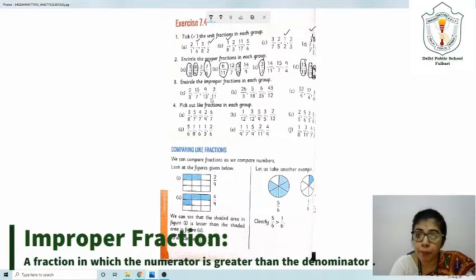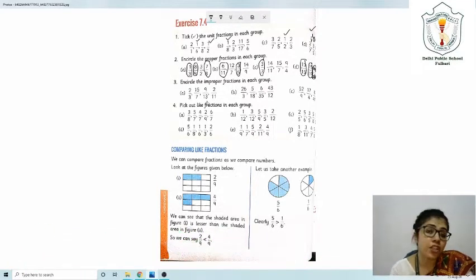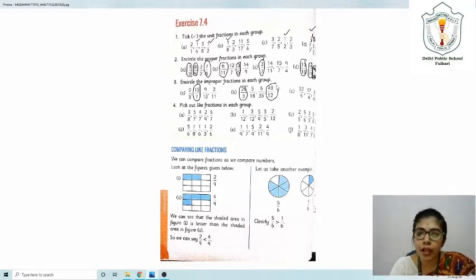Now we'll check the bigger numerator. The fractions with the bigger numerator we have in 3 part A: let us see, here we have 15 by 7. That's it. Now part B, 26 by 3. Next, 43 by 12. Is there anything we have left out?